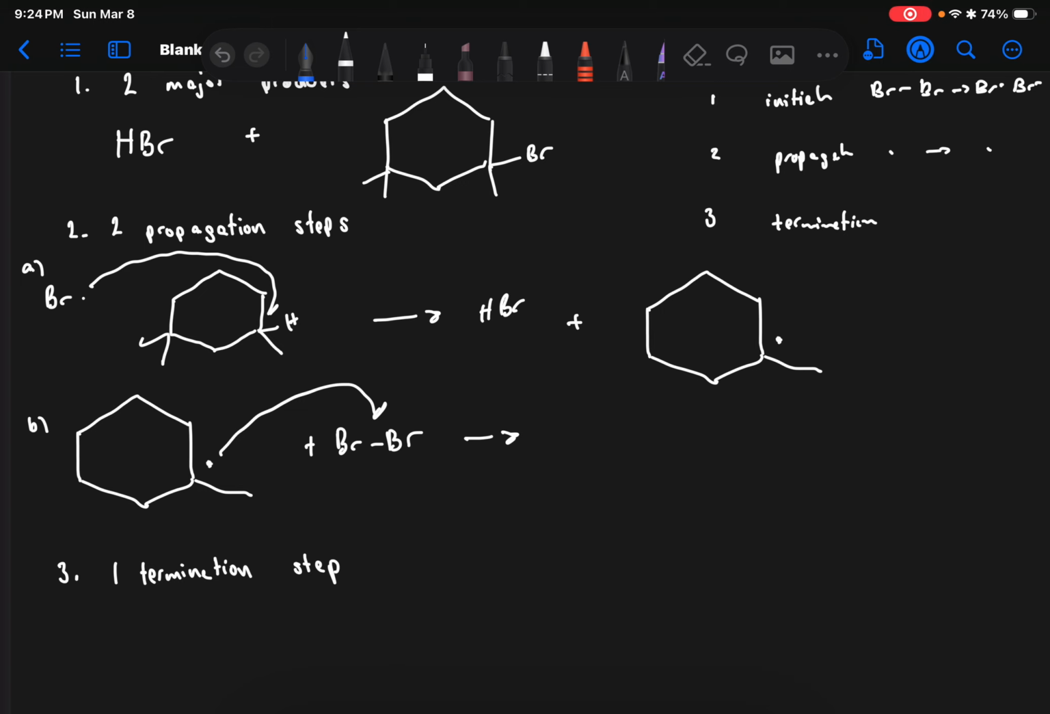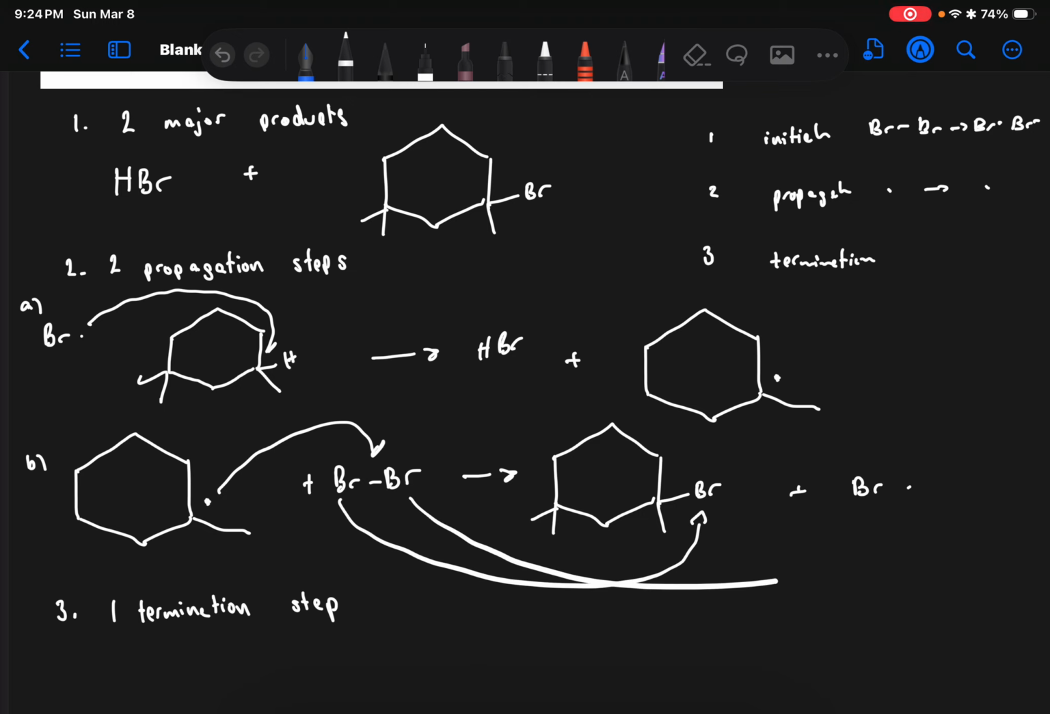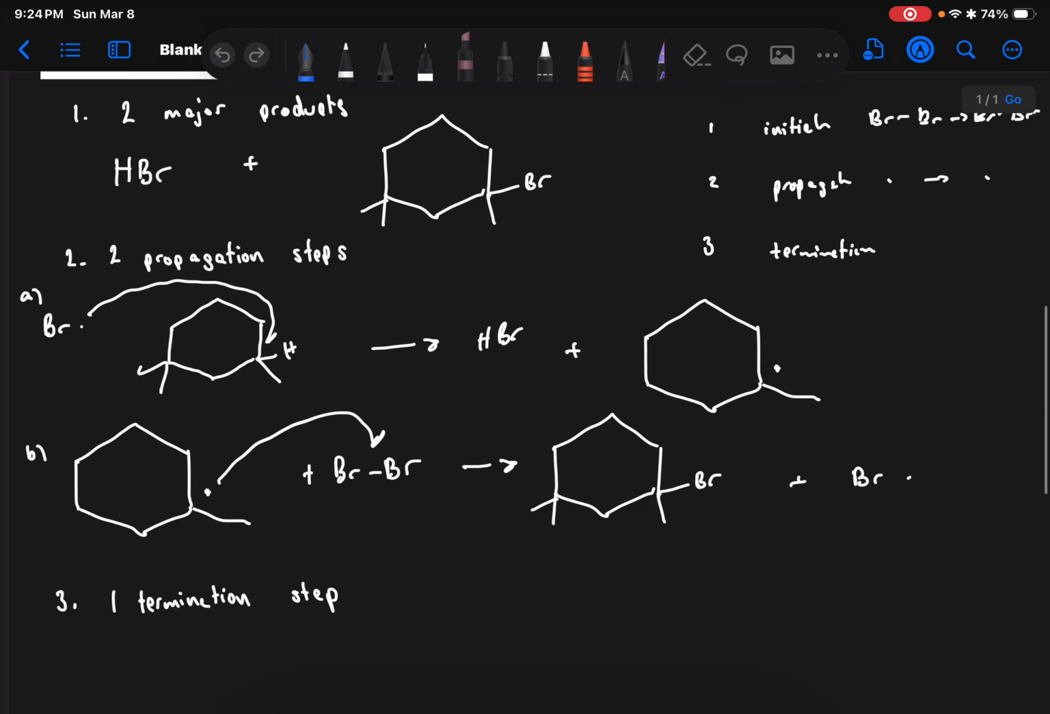So, just to save time, it is going to look exactly like this. The bromine will connect to that, and then we'll have a plus bromine radical, because this one went over here and this one went over here. So that is the 2 propagation steps. Hopefully that made sense. And again, if you want to make sure, we have one radical on this side and another radical on this side, and that's how you know that's a propagation step.